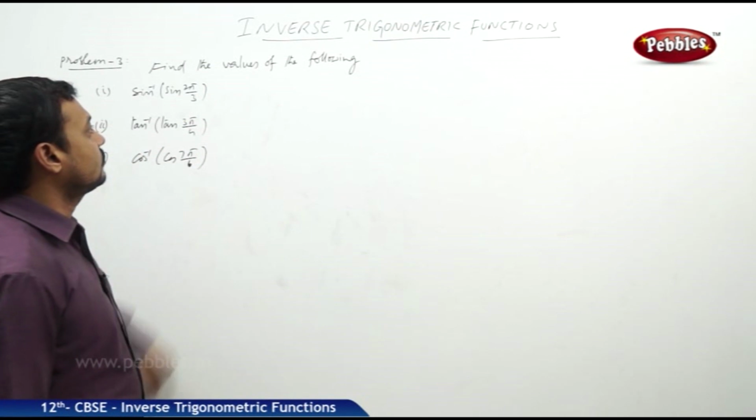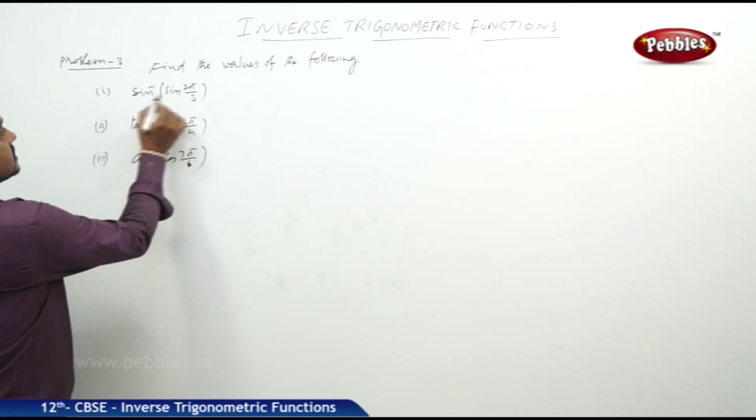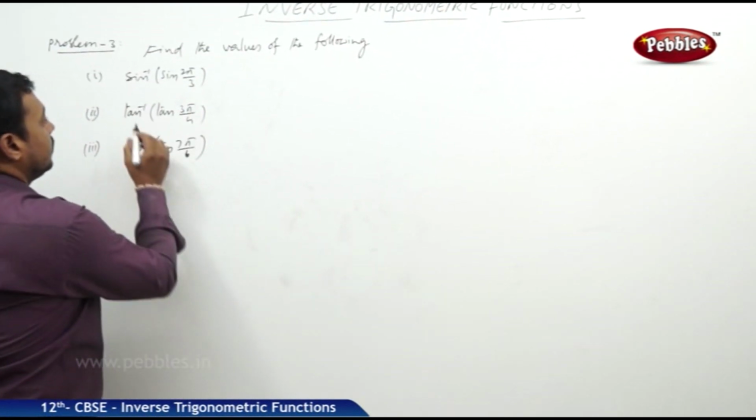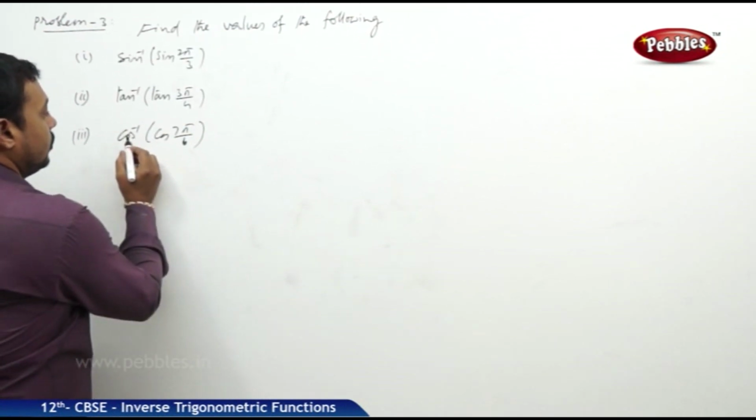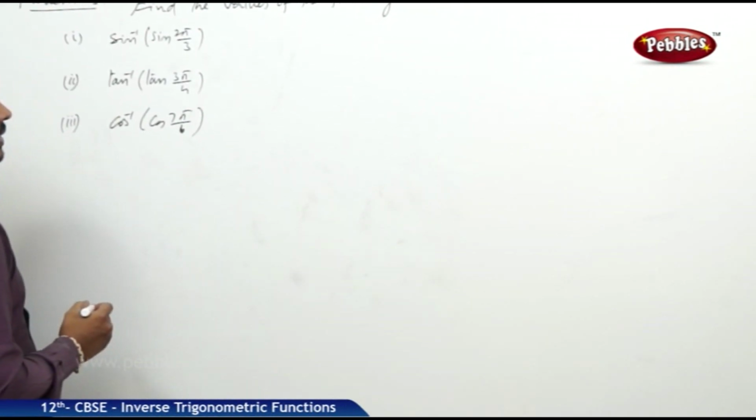Now, let us take the third problem. Find the values of the following. First one, sin inverse of sin 2 pi by 3; then tan inverse of tan 3 pi by 4; and cos inverse of cos 7 pi by 6.